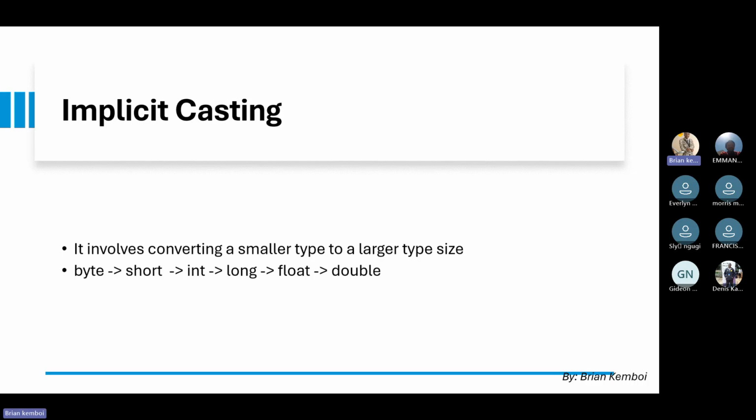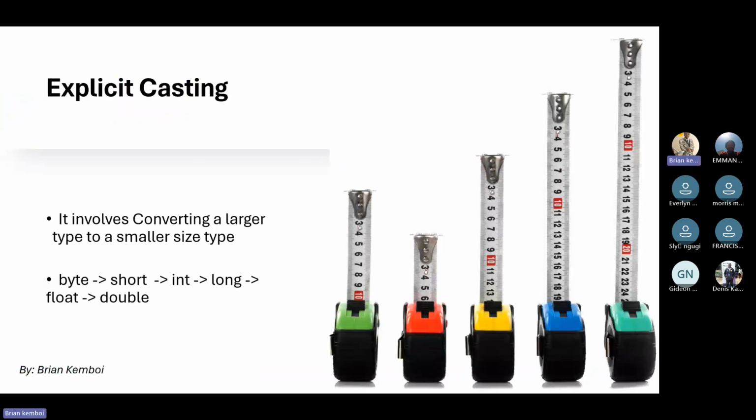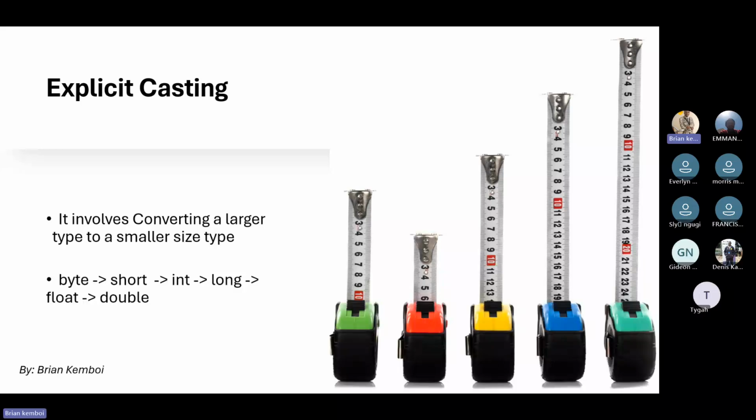When we talk about explicit casting, we are talking about converting from a larger value to a smaller one, and I told you this one leads to data loss. For instance, a double back to a float, then to a long, converting long to int, short to byte. So this arrow should be pointing in the other direction.